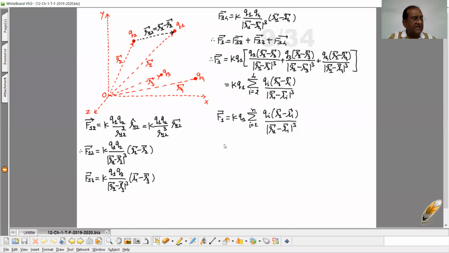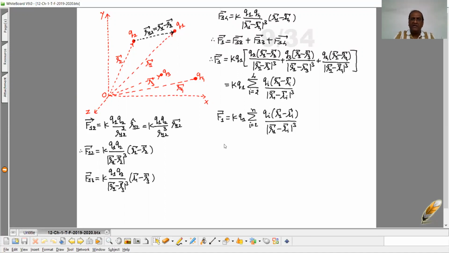Now next topic, that is forces between multiple charges. It implies forces between more than two charges. Suppose we have an assembly of more than two charges, and we want to calculate the force acting on any one charge due to all other charges, then what do we have to do? So the simple method is this one. This is called the superposition principle.